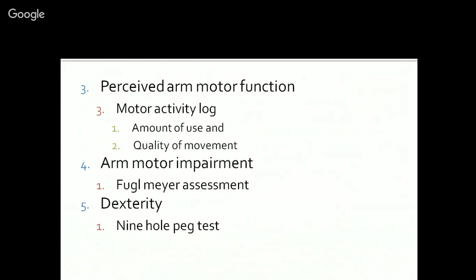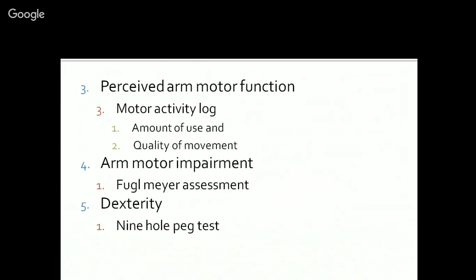And arm motor impairment is evaluated by looking into whether the patient is able to move the joints in isolation. So the Fugl-Meyer assessment is used for this, and we all know that Fugl-Meyer assesses whether the arm moves in synergy or whether they are able to isolate the movement across the joint. And finally, dexterity looks into coordination of moving the arm using tests like the 9-hole peg test. And I hope any patient who is visiting us is going to be interested in one or other of these outcomes.